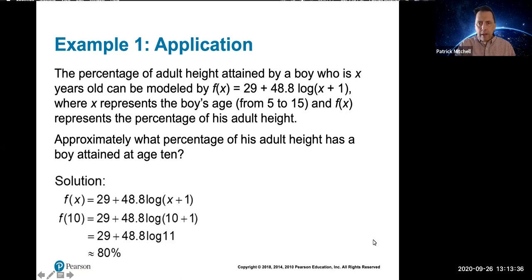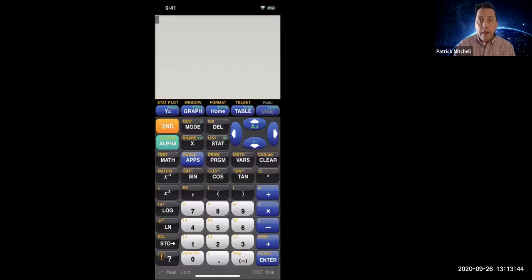The log buttons are pretty easy to figure out, I think. Okay, so 29 plus 48.8. You see log there right next to the number 7. And now just put in your 11. 79.82 approximately, and they're rounding that to the nearest whole number.